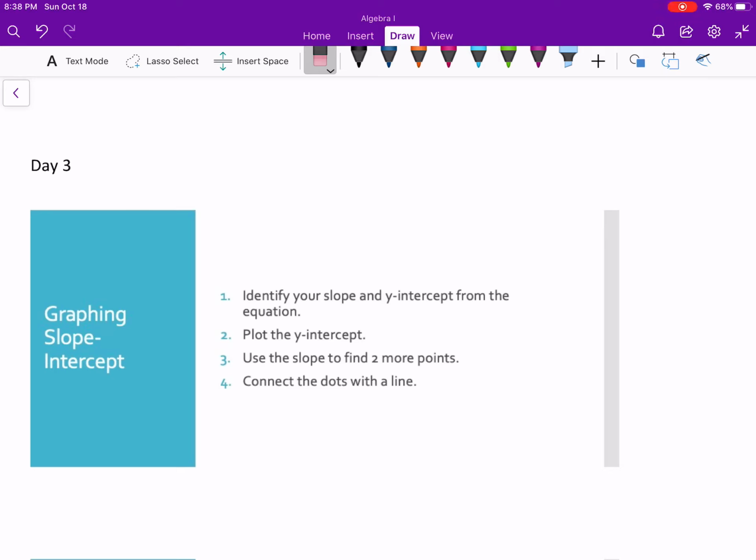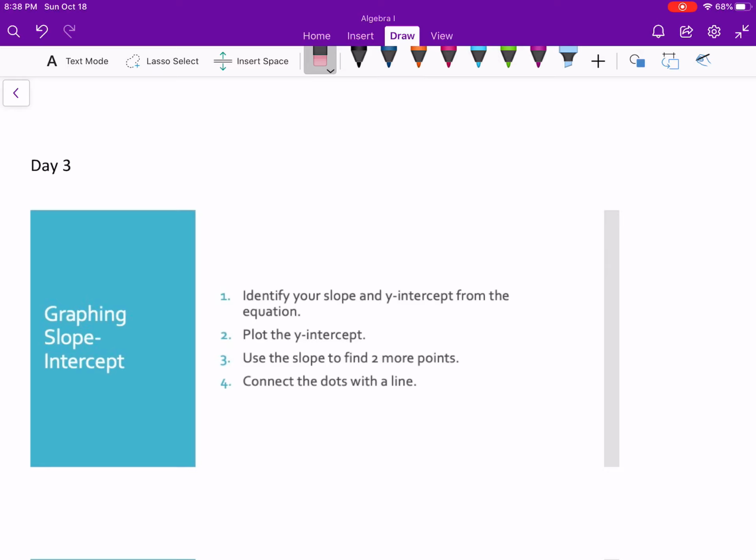This is section 2.1, Slope-Intercept Form, day 3. So on day 1 we talked about slope and how to calculate it. On day 2 we talked about identifying slope and the y-intercept from an equation or from a graph, and then also taking equations and writing them in slope-intercept form. And today we're going to talk about how to graph lines in slope-intercept form.